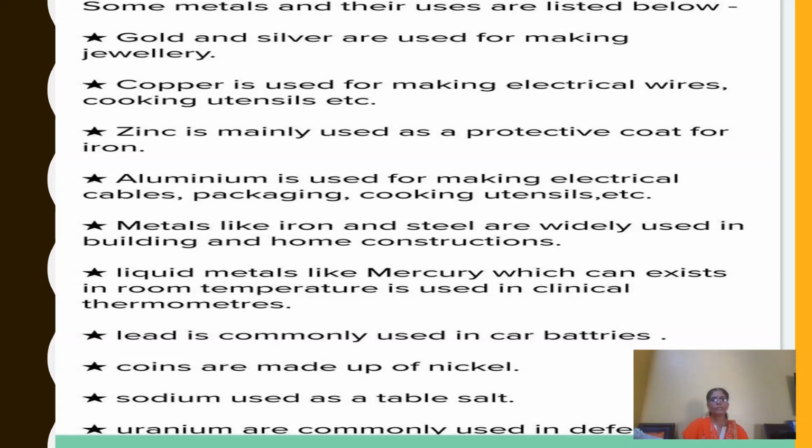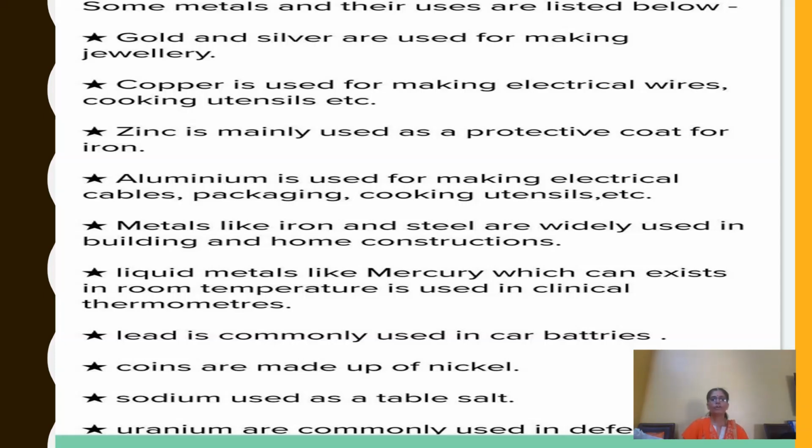And what is it used for? It is used to protect iron from getting rusted. So zinc is mainly used as a protective coat for iron in order to prevent it from rusting. Next we'll see about aluminium.